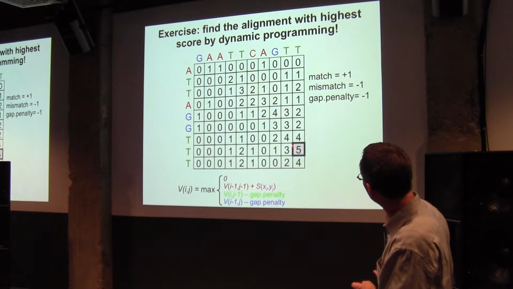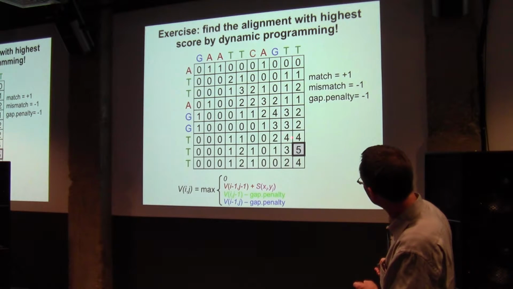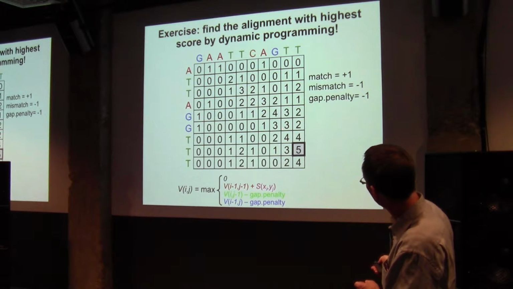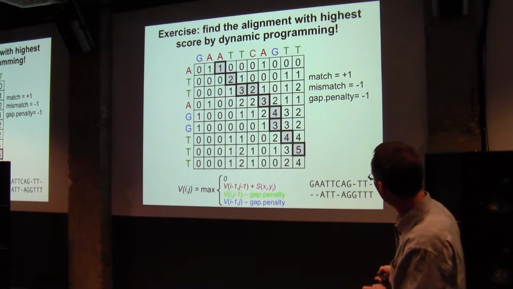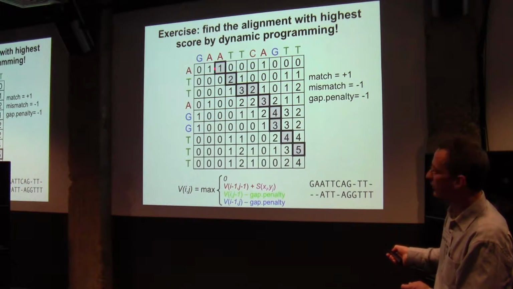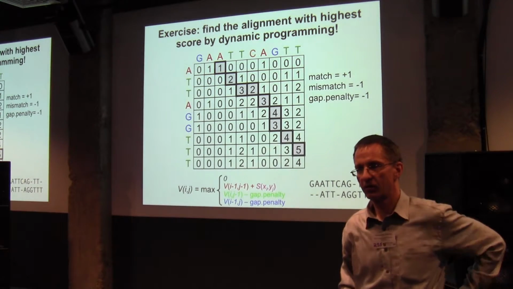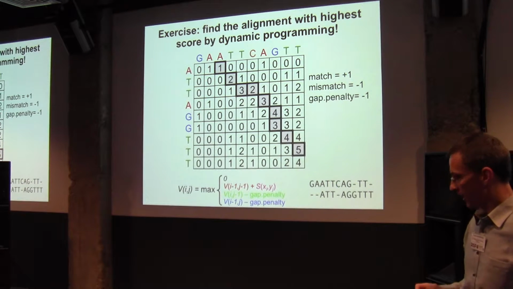And then you just work yourself back and see, well, from which cell did I come to get this 5? Well, I came from here, and so on. From which cell did I come to get this 4? I came from the 3, and so on. And this is called backtracing. Working yourself back from the cell with the maximum score, you find the alignment that is guaranteed to give you this optimum score. Okay? So it's actually very simple.